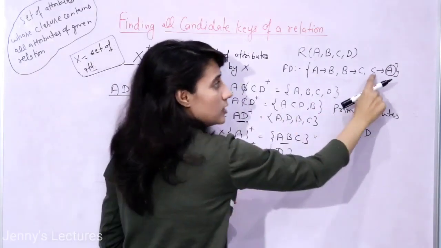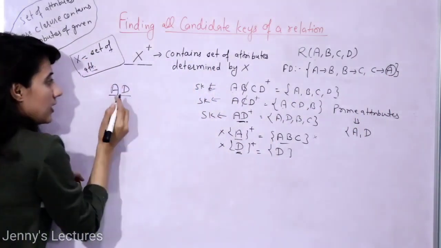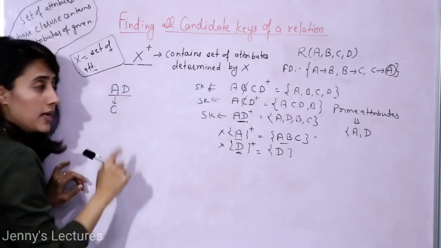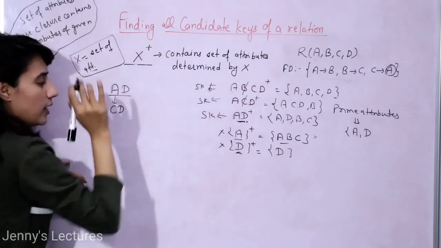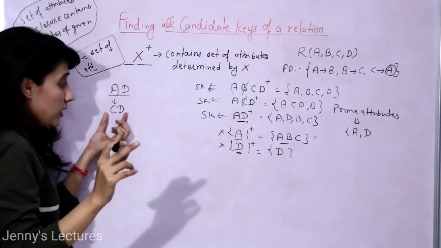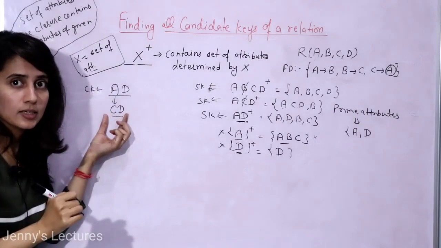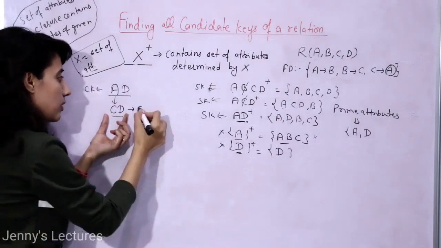So it means C can determine A. So now in the candidate key, in the place of A, you can write C. You can replace this A with C. And this D would stay as it is. Now I am not saying that this would definitely be a candidate key, but you can say that this is a super key.